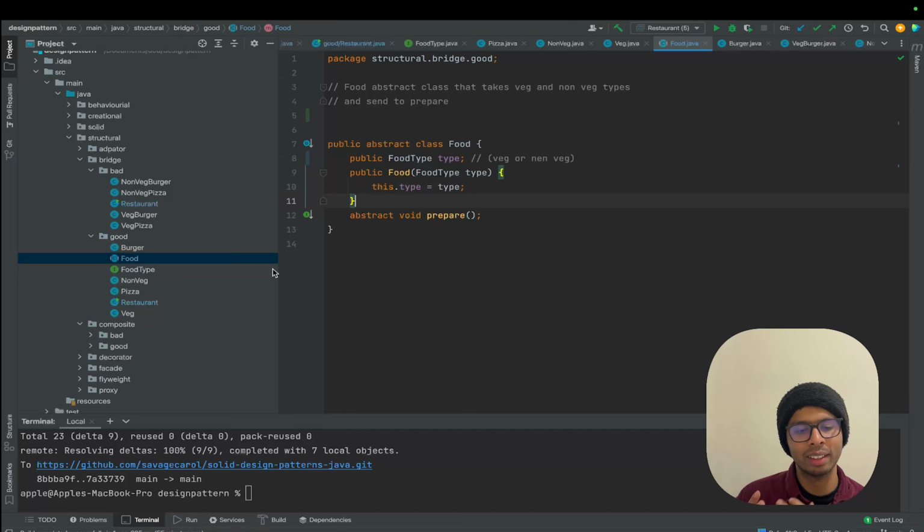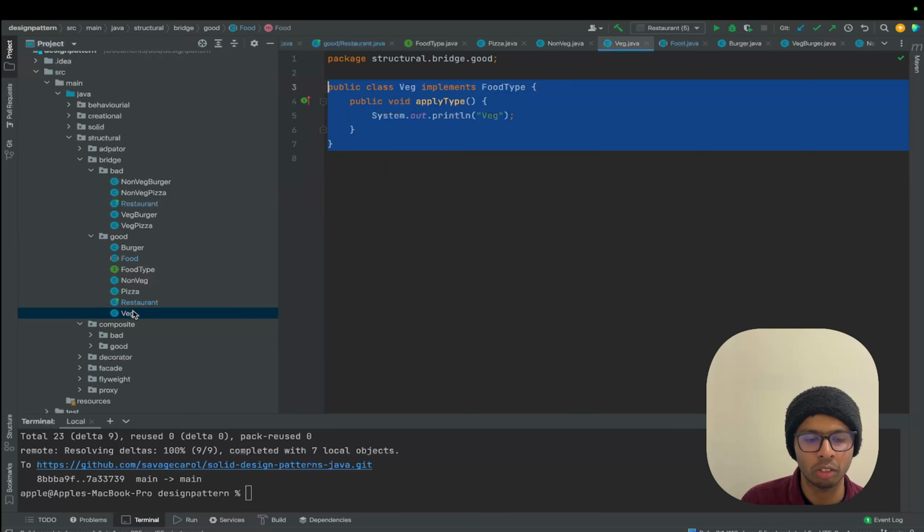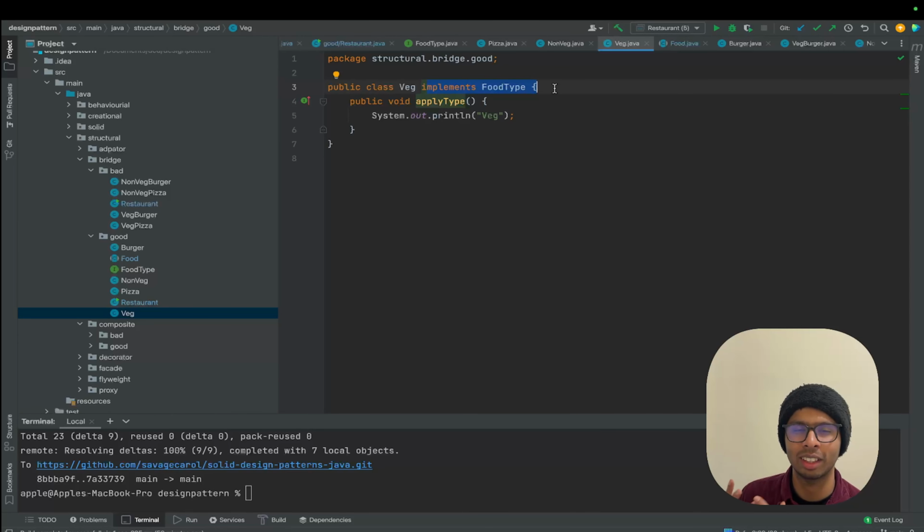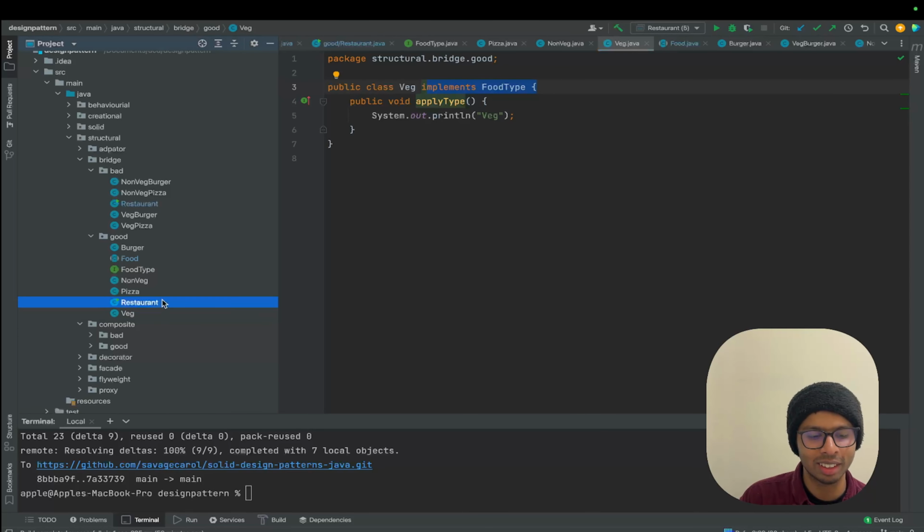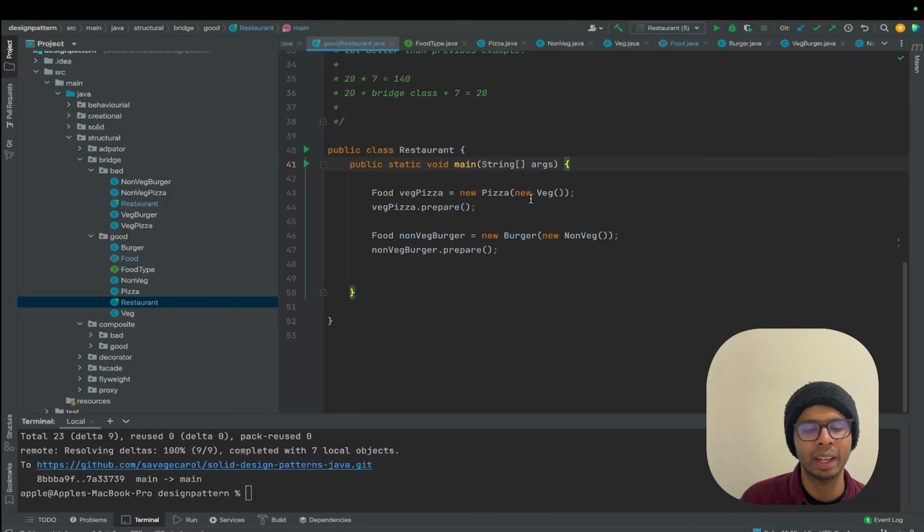And then think of it, let's say we add a new vegan class. What we have to do is just make one vegan class, and in that vegan class we just implement this food type, and we can make the new combination. We can just say new pizza, and in the brackets we can pass new vegan. So our new vegan pizza is ready. So we don't have to make separate classes like pizza vegan, burger vegan, nachos vegan. We don't have to do all this. With the help of this bridge design pattern, we solve all this complexity.